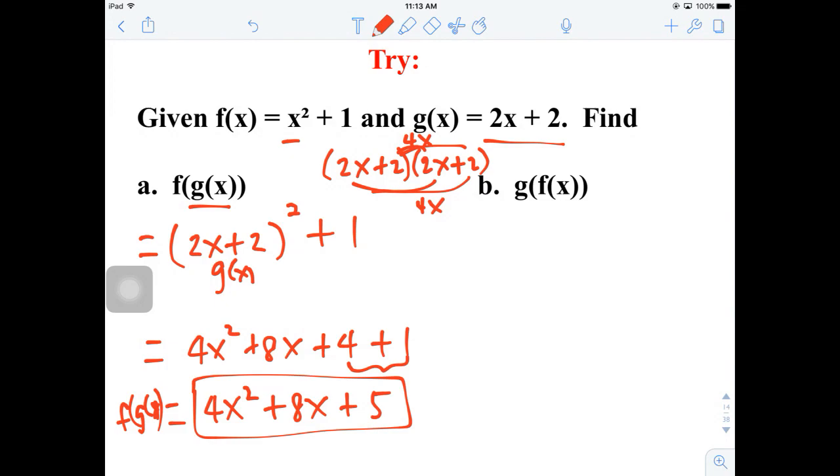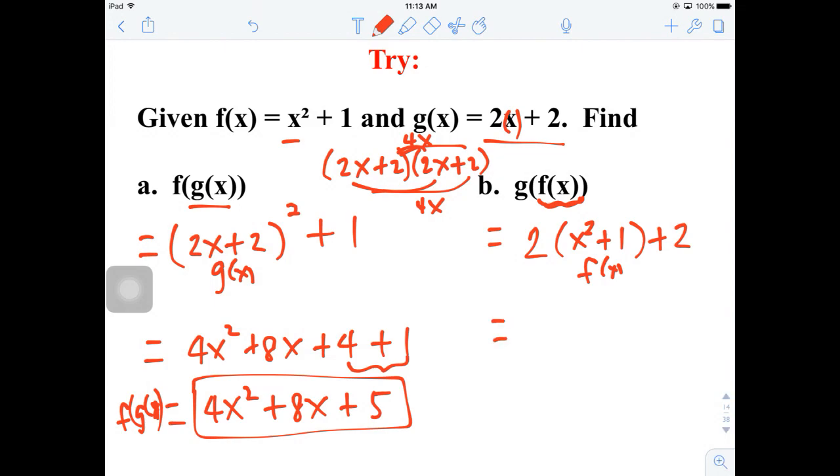Next, we're going to try g of f of x, going backwards. So g of x is equal to 2 times (x plus 2). And again, I'm letting x be parentheses right here. So think of that as a parenthesis. And then what am I going to put inside? That's going to be f of x goes inside the parentheses. So what is f of x equal to? It is equal to x squared plus 1.